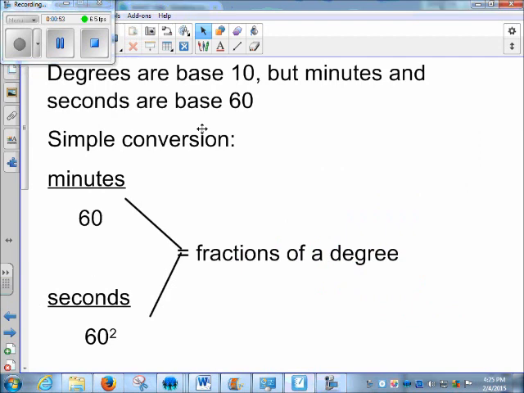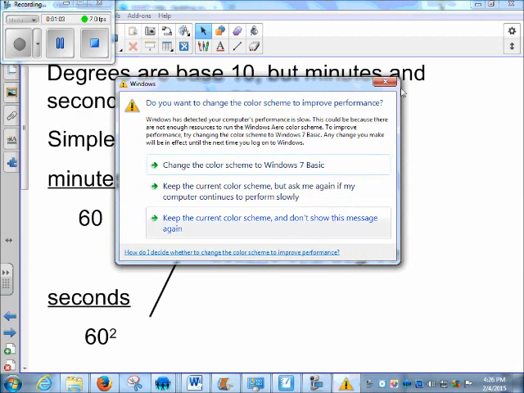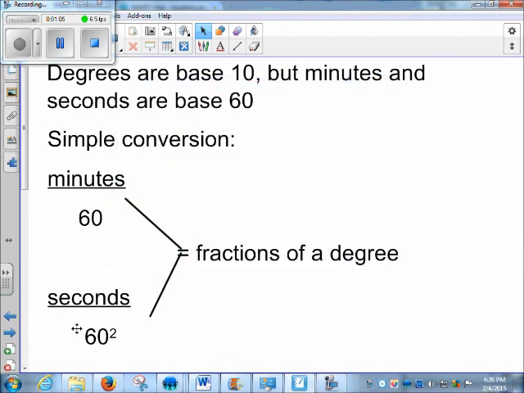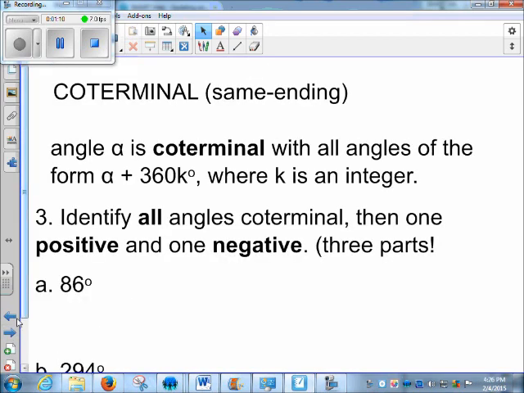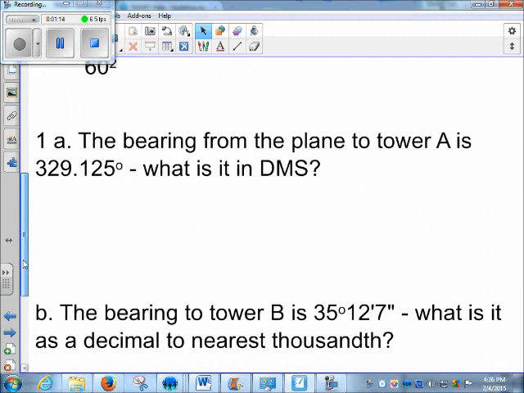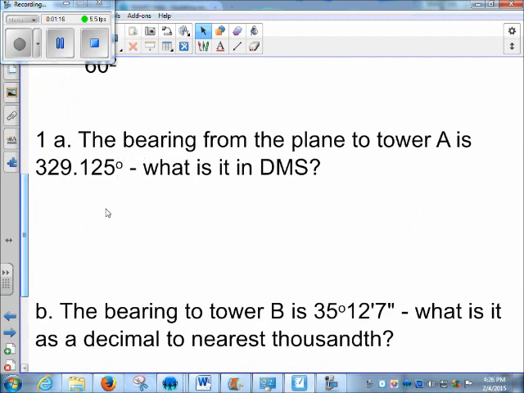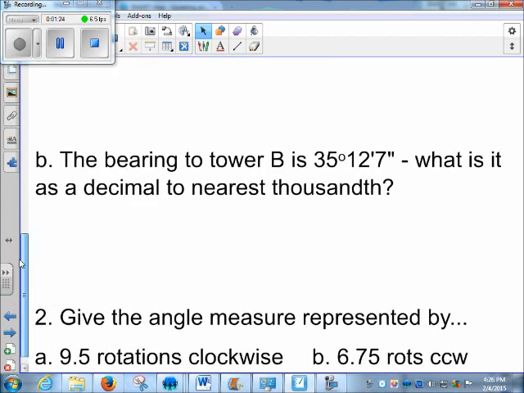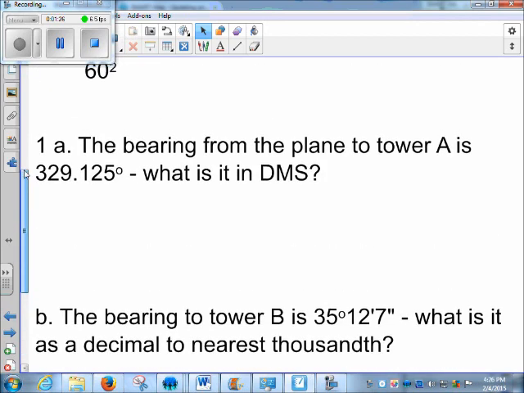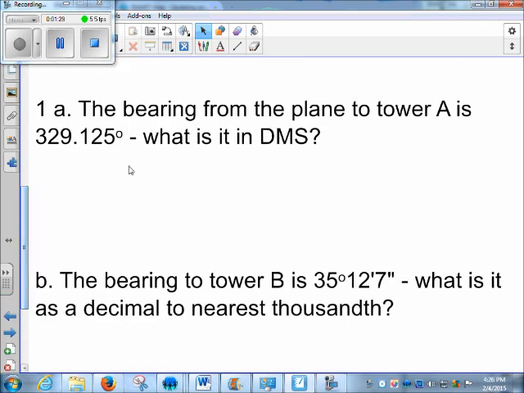Degrees are in base 10, but minutes and seconds are in base 60. So if you need to convert one way or another, minutes over 60 will give you fractions of a degree. Seconds over 60 squared will also be fractions of a degree. So to solve, if you have a problem where you need to convert from decimals to degrees, minutes, seconds, or from degrees, minutes, seconds to degrees, you set up a correspondence.